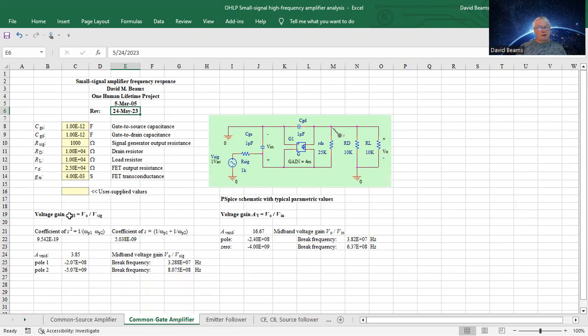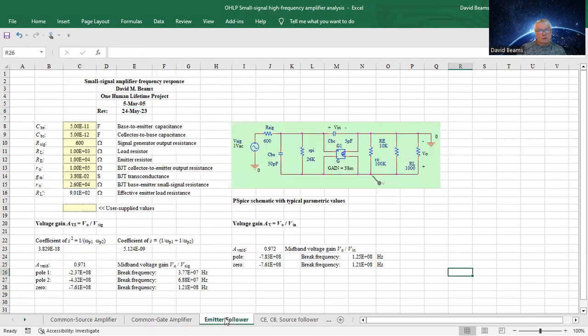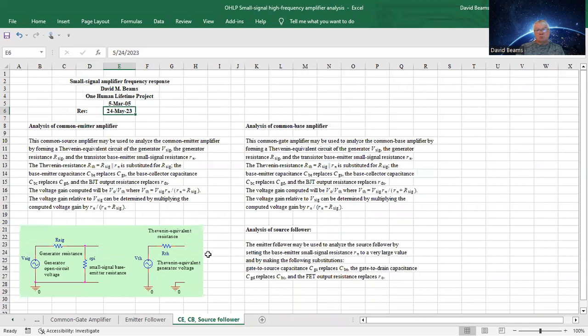And it calculates 2 transfer functions. One is for the output voltage with respect to the open circuit generator voltage, and the other is the output voltage with respect to the input voltage of the amplifier. And again, it calculates the mid-band voltage gain and the locations of 2 poles for both transfer relationships. Then the third tab is for the emitter follower. And the fourth tab is some instructions in how to apply the preceding models to different circumstances.